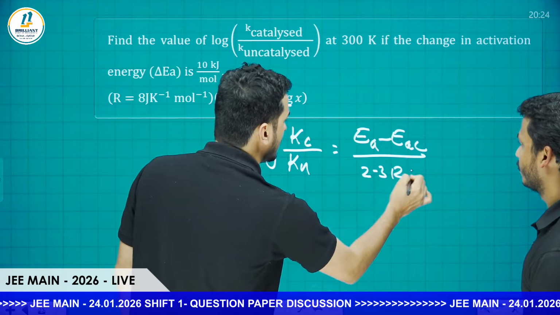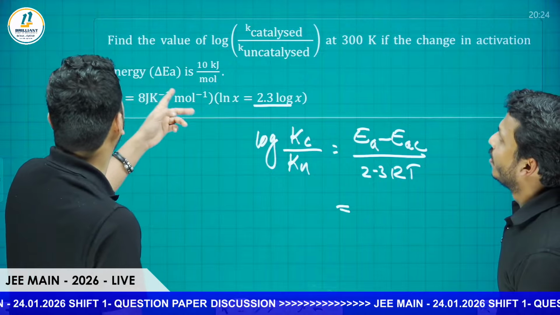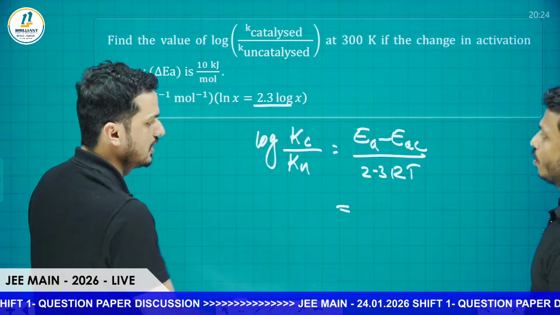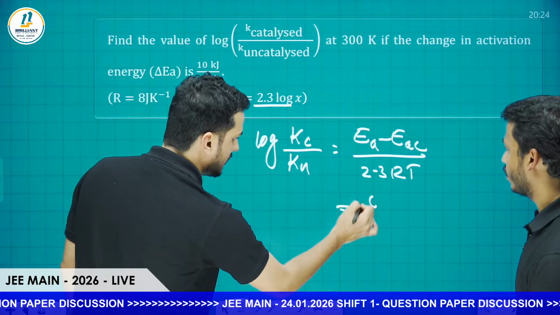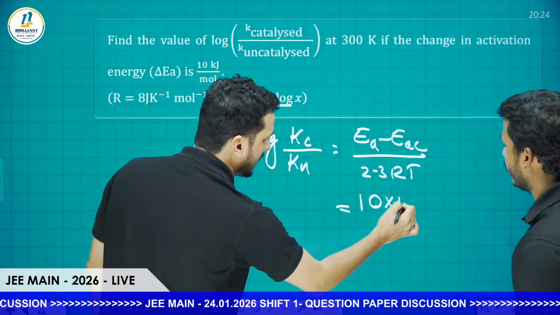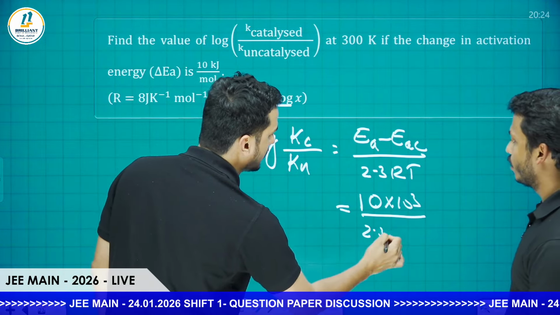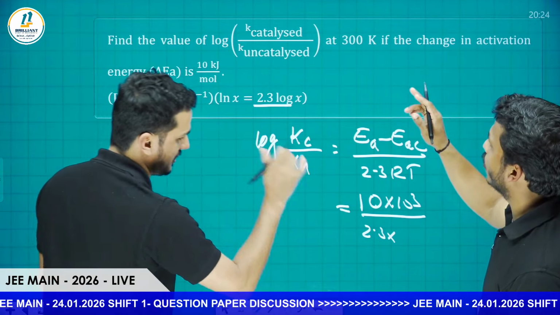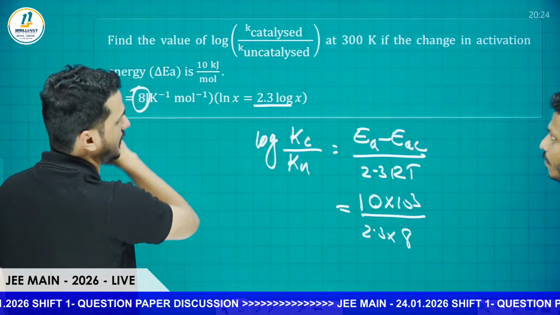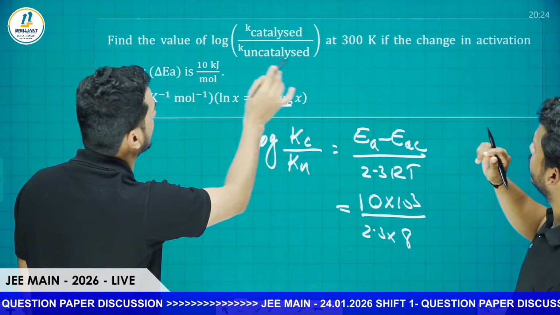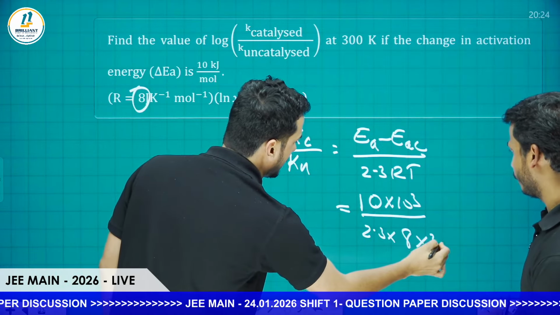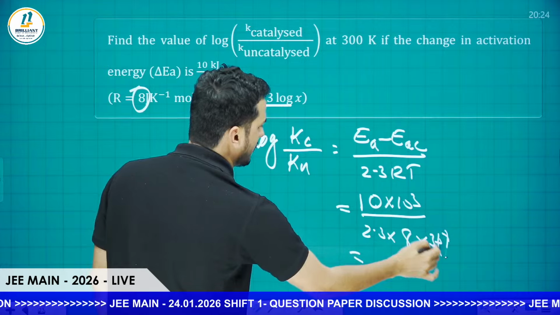So EA minus EAC value they have given is 10 kilojoule. So we make kilojoule into 10 into 10 raised to 3, divided by 2.3 into R value. R they have given is 8, in joules. Into temperature, which is 300. We can substitute 300, and we can cancel the zeros here.